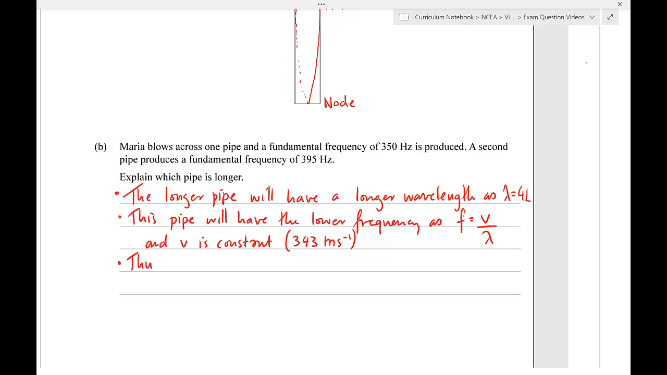Thus, the lower frequency one should be the longer one. That's the 350 Hertz one. Thus, the 350 Hertz pipe is the longer pipe. Okay.